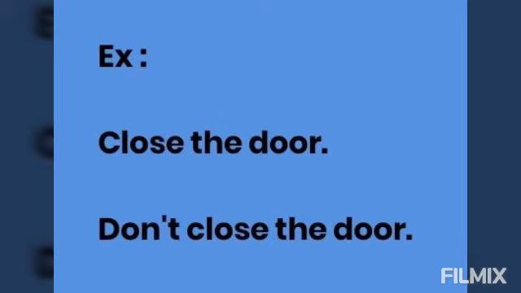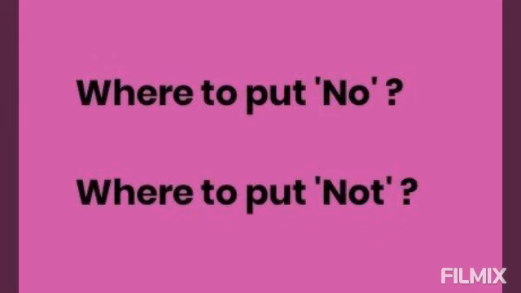Another example, keep silence. How to make it negative? Yes, by adding don't at first, don't keep silence. Yes, children, very simple negative sentence. Okay. So, we have now seen where to add not alone. We have said we can add no or not, isn't it? Up to this we have learnt where to add not only. So, where do we add no to make a sentence negative?